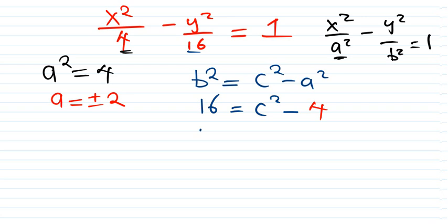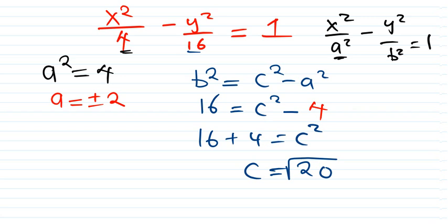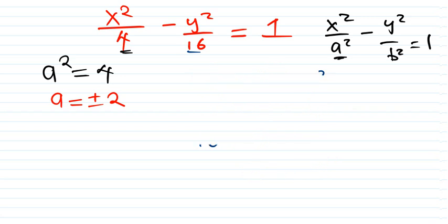So collect the like terms. This is equal to c squared. So c squared becomes 16 plus 4 is 20. So c is the square root of 20. So we found our c now. Our c is the root of 20.